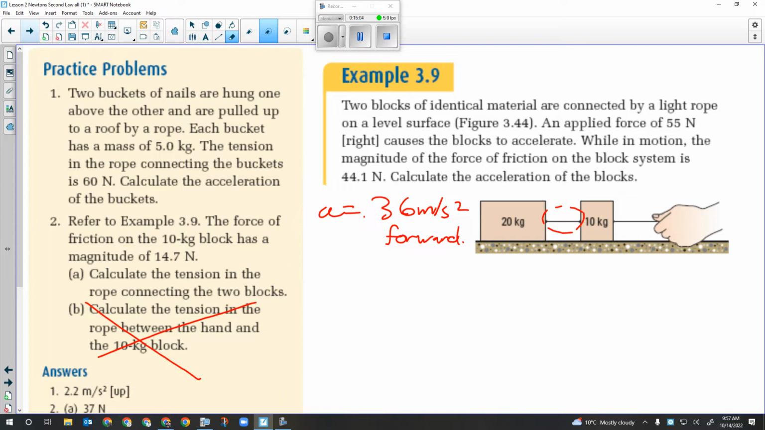So what you're looking for is this rope. Now, are you going to be treating this as a whole, or are you going to be breaking it down into parts? You've got to break this one down. And here's the thing: you can solve this problem with either block. You can choose the 20 or the 10. Either one will get you that tension.